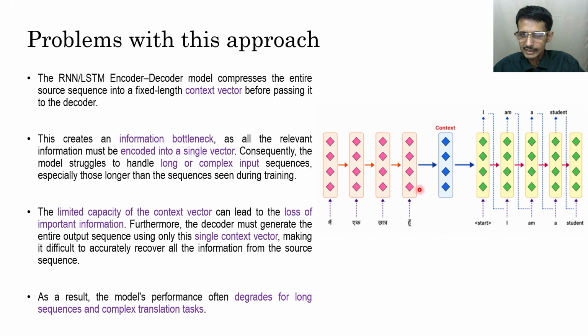the whole input sequence is basically given in this small context vector from which it generates. So the decoder must generate the entire output sequence from only the single vector, making it difficult to accurately recover all the information from the source sequence. So there may be an information gap, because in between is a very abstract, very compressed representation of the input sequence. As a result, the model's performance often degrades for long sequences and complex translation tasks. This problem is basically with this RNN or LSTM approach.